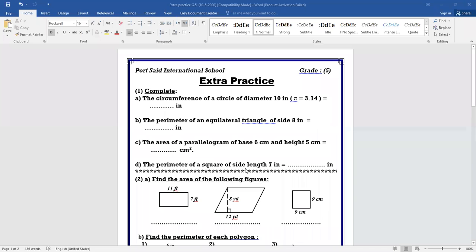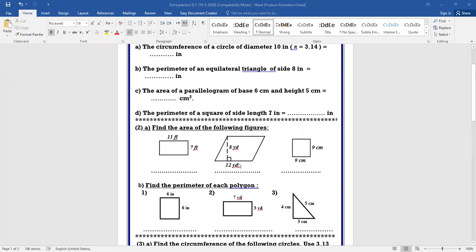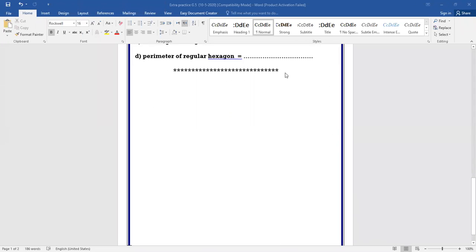Inshallah, today we have practice about the perimeter, area and the circumference. Before we start, everyone, I will revise again the formulas quickly.